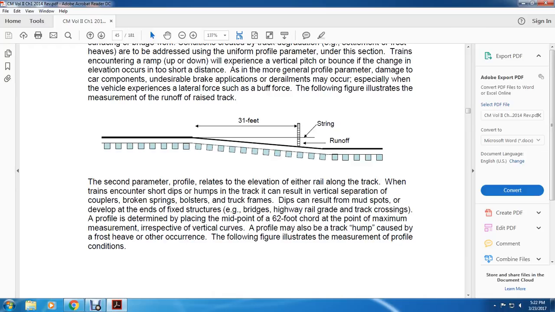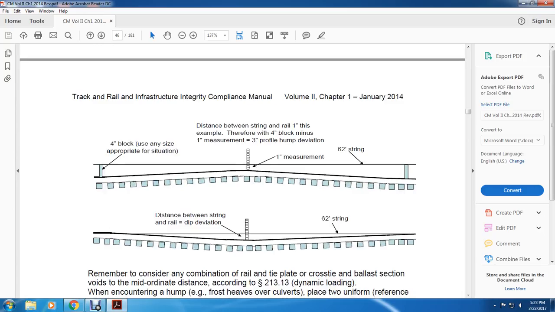The second parameter, profile, relates to the elevation of the rail along the track. When the train encounters a short dip or hump in the track, this can result in vertical separation of the coupler, broken springs, bolsters, and truck frames. Dips can result in mud spots or develop at the end of a fixed structure such as a bridge or highway grade crossing. Track profile is determined by placing the midpoint of a 62-foot chord at the point of maximum measurement, irrespective of vertical curves. Profile may be used for a dip or hump caused by frost heave. The following figures illustrate the measurement of the profile conditions.